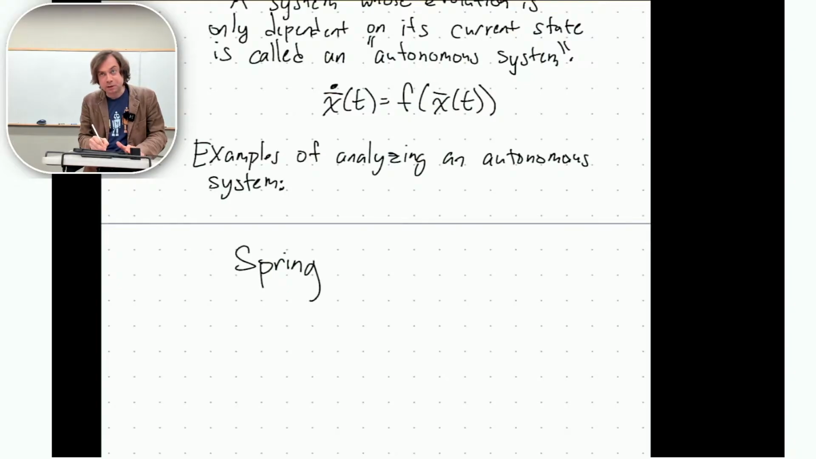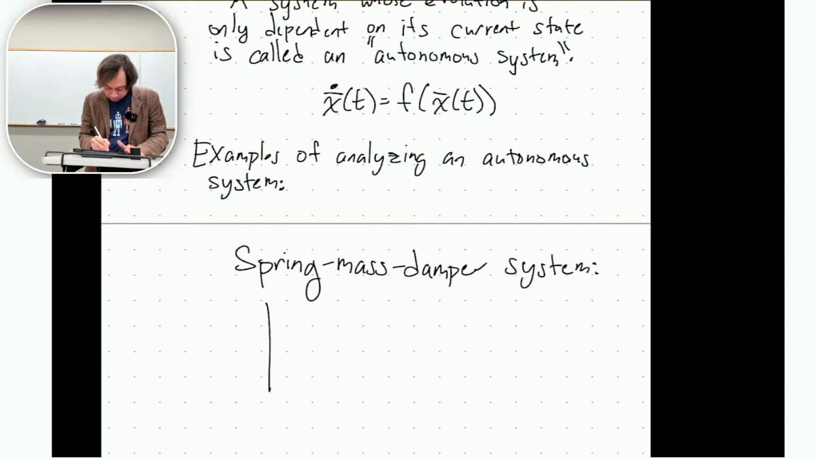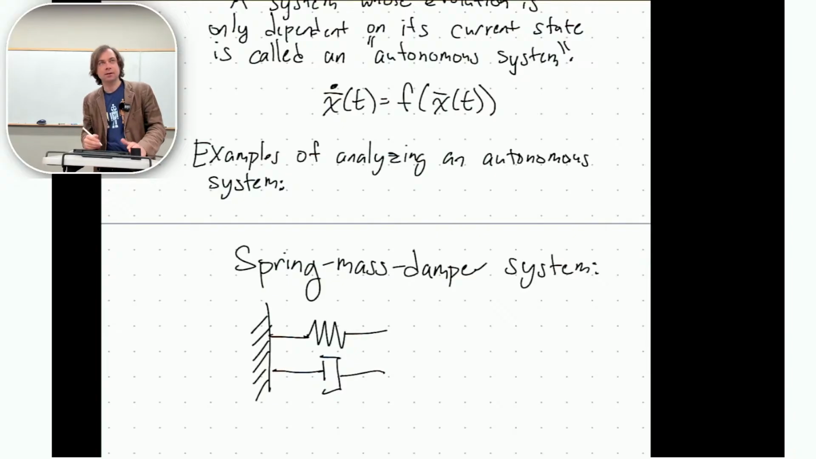Who here has seen a spring mass damper? I want to see hands. Thank you. Spring mass damper system. Okay? Where you have some kind of wall attached to a spring, which is also attached to a damper. Okay? Now, who knows what a damper is? Yes, I see a lot of you. Okay, I saw you off to the side. What's a damper, sir?